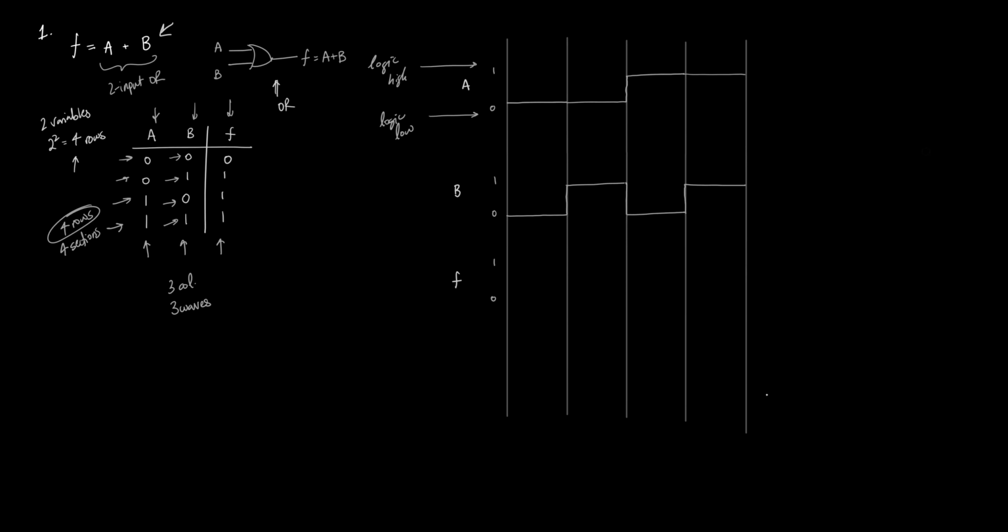And as you can see, again, we've taken the half and split it in half, just like I mentioned with the truth table. And again, take the other half, split it in half to get the waveform for B.